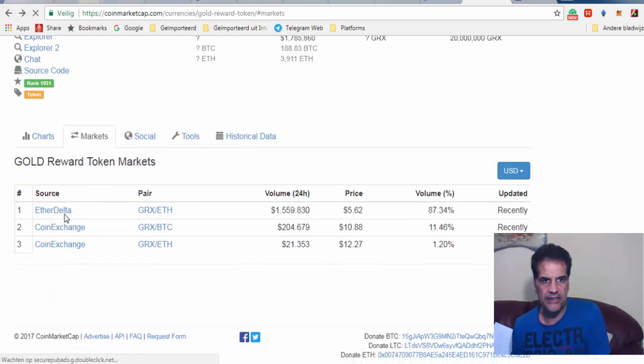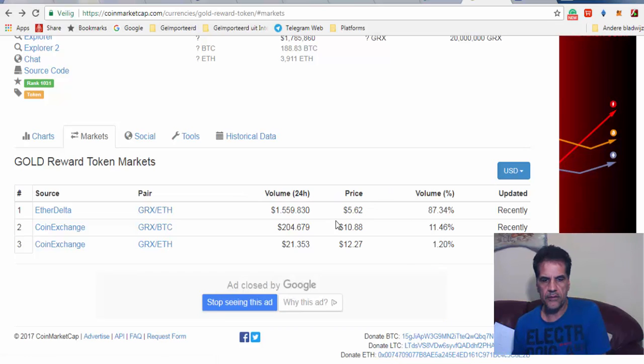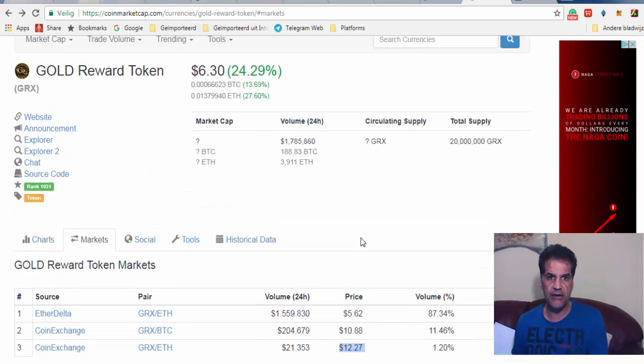Just get back to Ether Delta. You can buy it for 5.62 and sell it for 12. You cannot sell it right now, but you know that is going to come. So buy it at this price and sell it at this one. So you double your money right away, because it's going to really go up, because it's a great company. I've been invested in it, and I think it's really going to go up.